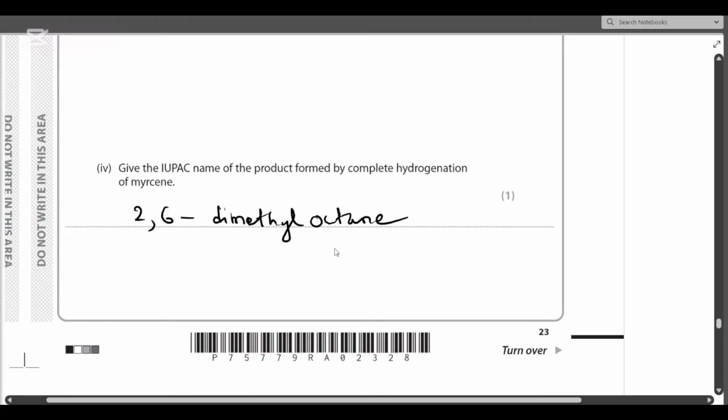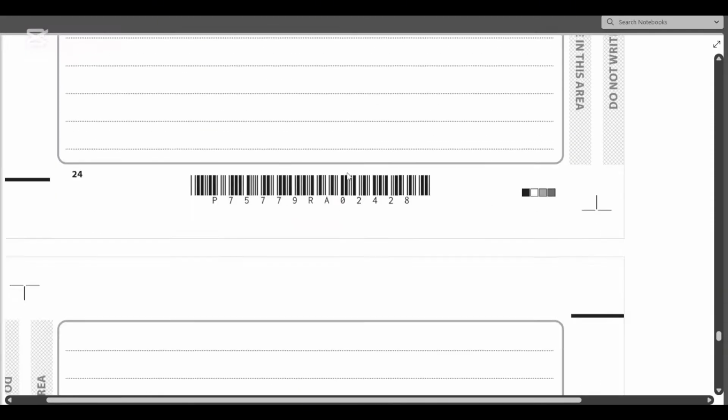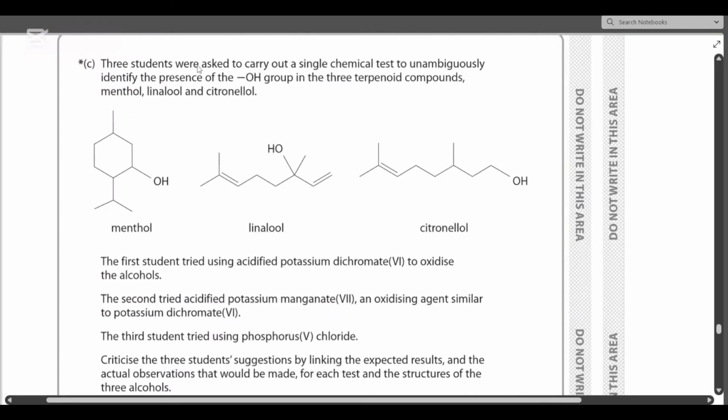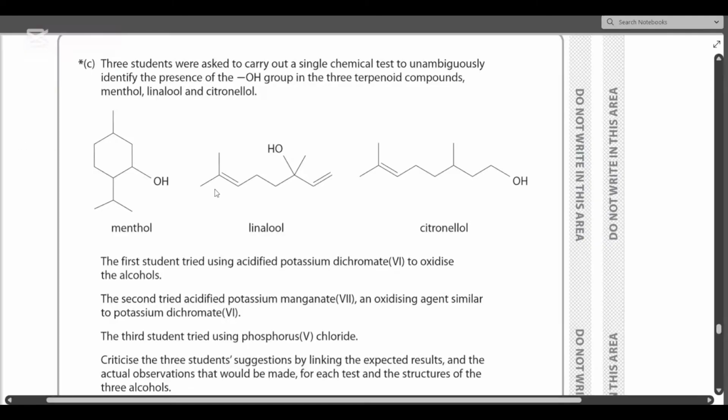So the whole name is 2,6-dimethyl octane after complete hydrogenation of myrcene occurs. Moving on, the last question. They said 3 students were asked to carry out a single chemical test to unambiguously identify the presence of OH group in the 3 terpenoid compounds: menthol, linalool, citronellol. These are the 3 compounds as provided.